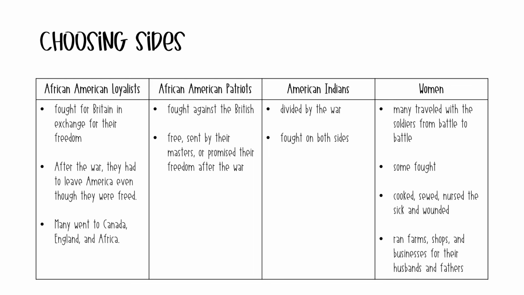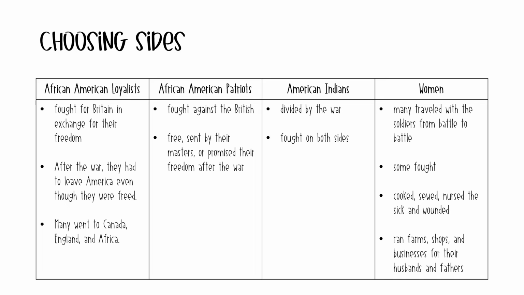One of the pitfalls of any war is that it forces people to choose sides. During the American Revolution, people could be patriots, meaning they were fighting for American freedom, loyalists who sided with Great Britain, or they could remain neutral and not take a side. There were two groups in particular that had to make a choice. Africans and Native Americans were divided amongst themselves.